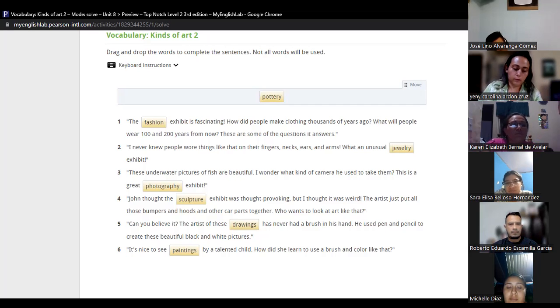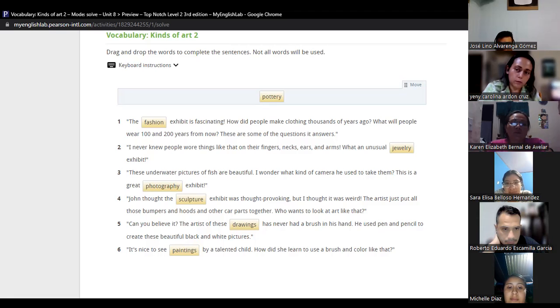Number 2. I never knew people wore things like that on their fingers, necks, ears, and arms. What an unusual jewelry exhibit. Yes, thank you so much. Appreciate it. What about you? Number 3, these underwater pictures of fish are beautiful. I wonder what kind of camera he used to take them. This is a great photography exhibit.